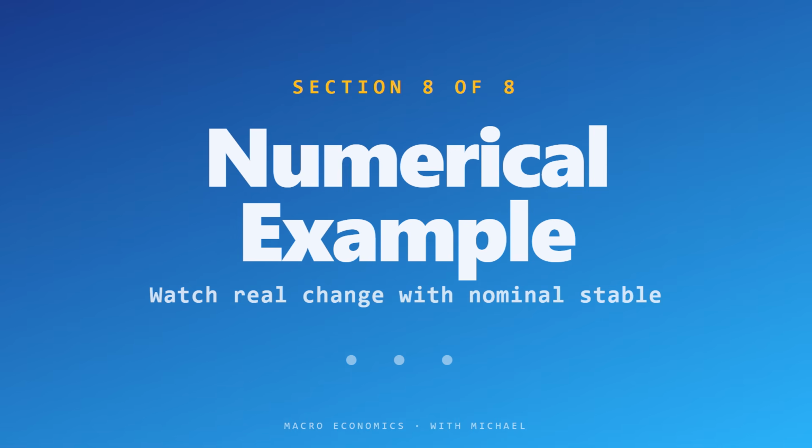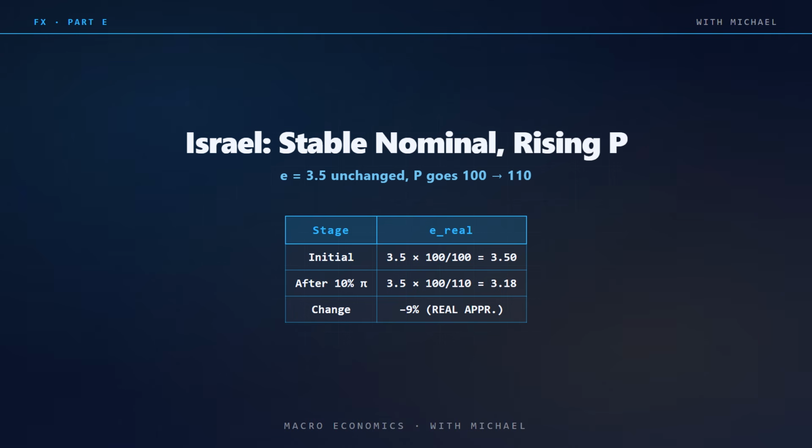Section 8. A simple numerical example. Let us put this together. Israel's nominal rate is 3.5 per dollar. Israel's price index is 100. The U.S. price index is 100. The real exchange rate is 3.5 times 100 over 100, which equals 3.5. Now suppose Israeli inflation runs at 10%. The shekel does not depreciate. After the inflation, the real rate is 3.5 times 100 over 110, which equals 3.18.